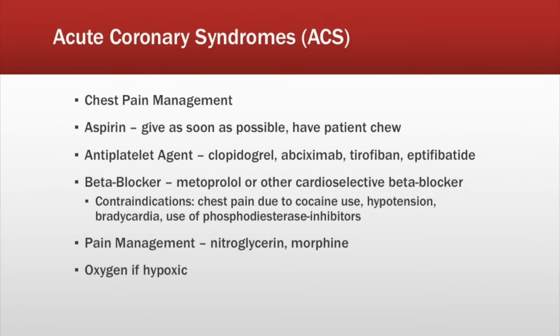You also can give a beta blocker, something that's selective. The common one is metoprolol. The only time you're not going to give the beta blocker is chest pain due to cocaine use, hypotension, so I would say severe hypotension, severe bradycardia, and the use of phosphodiesterase inhibitors such as Viagra. You don't want the patient to decompensate even more. So for pain management, you can use nitroglycerin, morphine as well, oxygen if you're hypoxic.